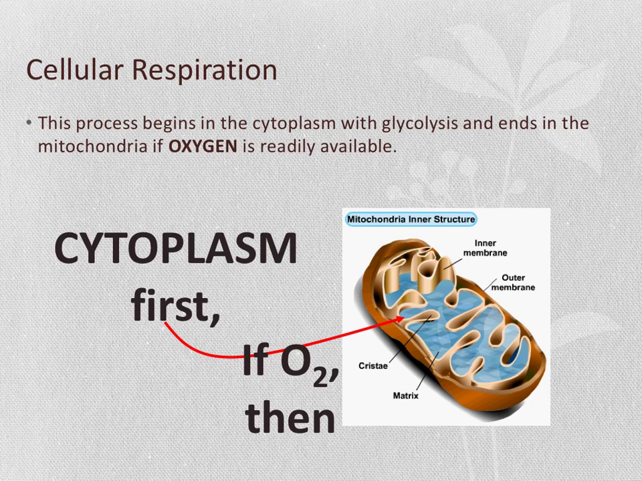Cellular respiration is really a series of chemical events happening within the cell. The process begins in the cytoplasm with glycolysis and ends in the mitochondria if oxygen is readily available. If oxygen is not available, fermentation in the cytoplasm occurs. However, you should know that the mitochondria is way more efficient at producing ATP than fermentation.